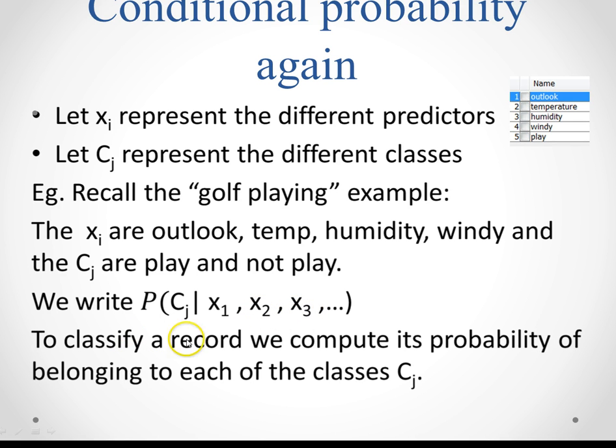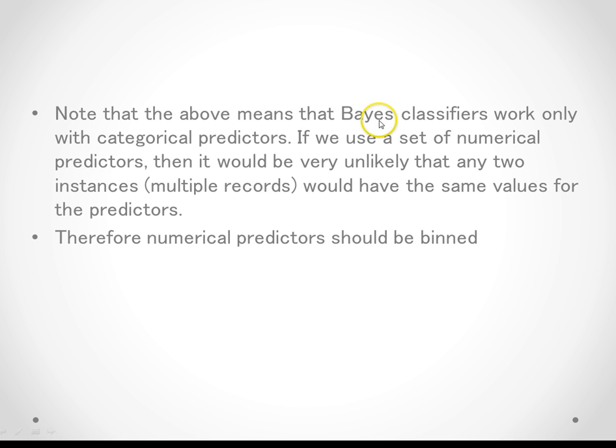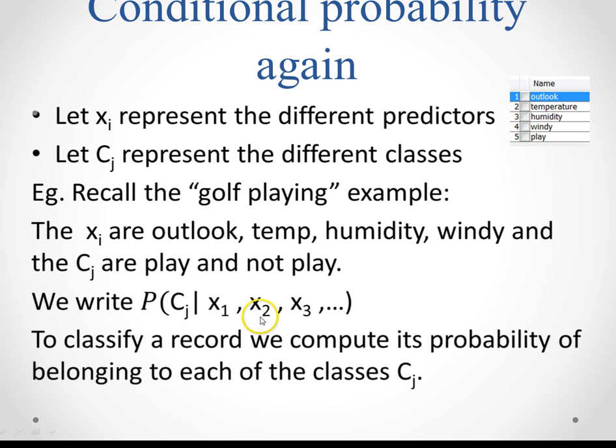Okay, to classify a record, we compute its probability of belonging to each of the classes Cj. That's what we said. That's what I did here. I said, okay, I think this one is probability, this is 6/10, 4/10, and something else. So we compute the probability that it belongs to each of the Cj classes. Note that the above means that the Bayes classifier works only with categorical predictors. Okay, so everything we're talking about here are categorical predictors.